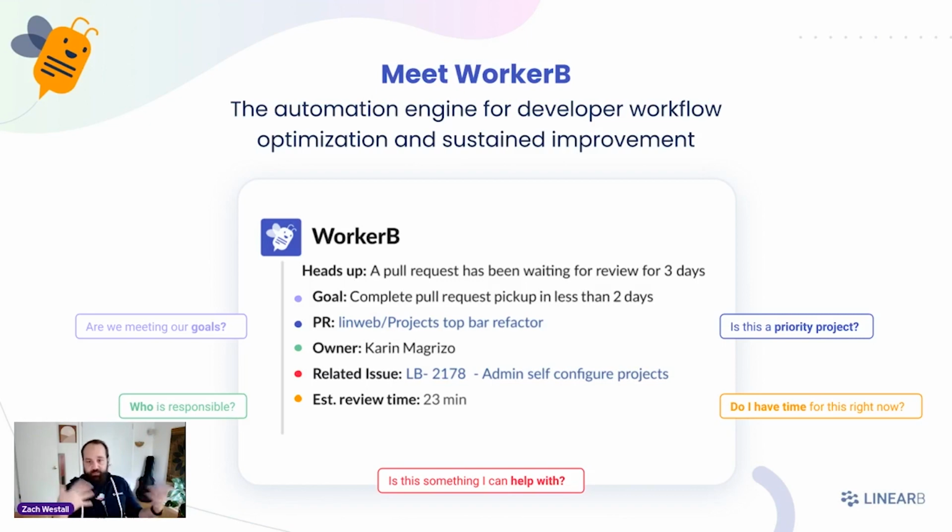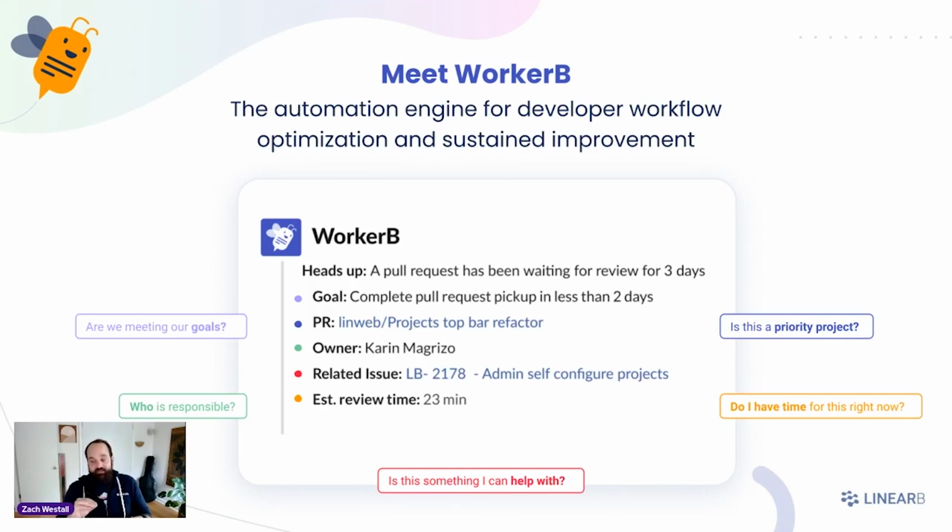So here's an example. Heads up, 4 requests have been waiting for review for 3 days. You have a goal that says, I need to review pull requests in 2 days. So this is letting you know this one's been sitting there for a while. Let's go ahead and take action. This alerts your entire team. By the way, though, you can mute it, you can snooze it. It aligns to how you work. It is not rigid. It's very, very flexible.